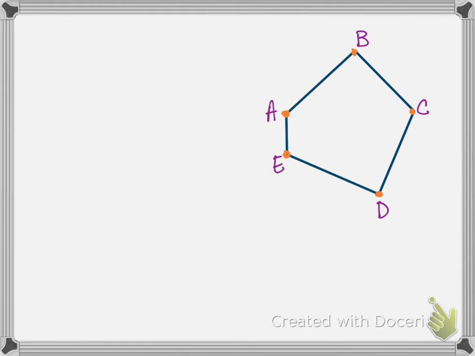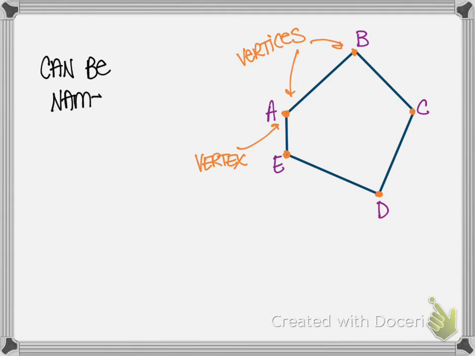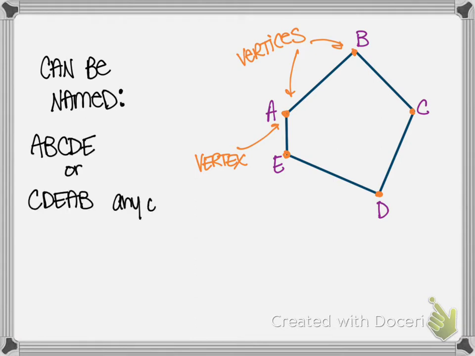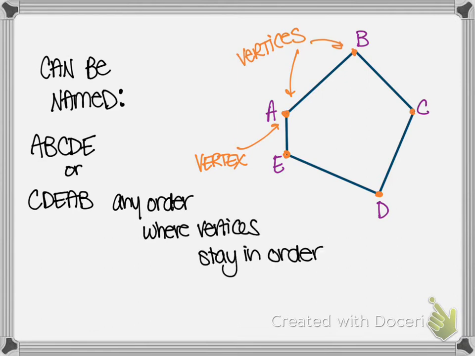So just like we have been naming triangles and angles, we can also name polygons, and we name them using the vertices, or one vertex would be called a vertex. So this polygon can be named A, B, C, D, E, or we could change up the order, C, D, A, B, any order where the vertices are staying in order. So I do need to go around the polygon. I couldn't jump from vertex C to E to B to D. I need to go around the polygon in order.